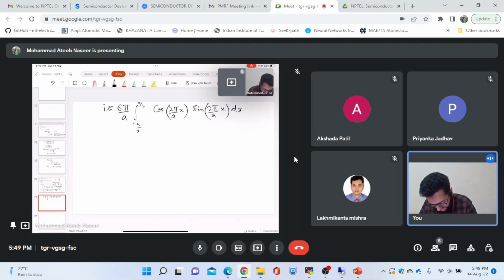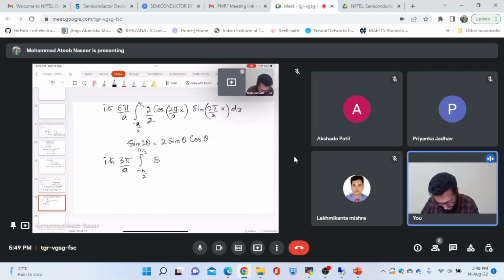Now let us use the simple identity where we know sine of 2 theta is 2 times sine theta cos theta. So if I do that, multiply this by 2 and divide by 2, it will simply be i h bar. This 2 will cancel out with this, and we will be left with 3 pi by a, and this will be minus a by 2 to a by 2, sine of 4 pi by a x dx.